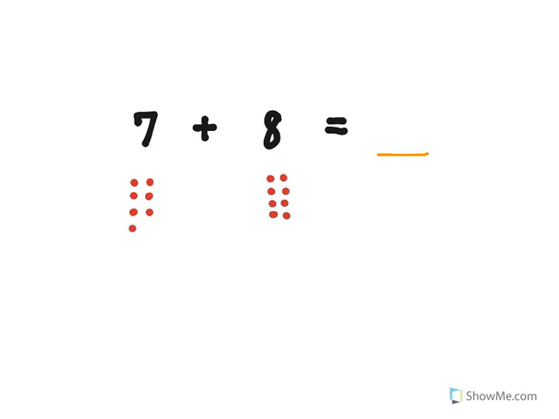So I'm going to count each red dot. 1, 2, 3, 4, 5, 6, 7, 8, 9, 10, 11, 12, 13, 14, 15. And then I can write my answer. Our answer, when we're adding, we have a specific word for that. We call it the sum. When we're adding two numbers together, the answer is called the sum.